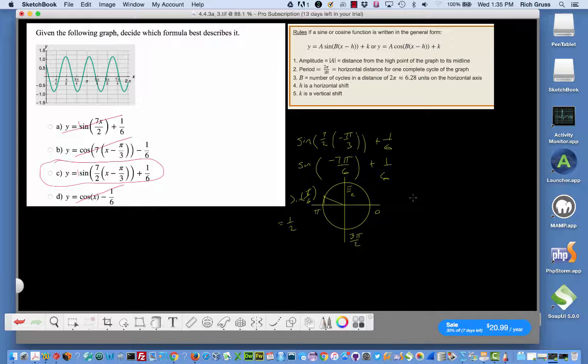So we've got 1/2 plus 1/6, which is 3/6 plus 1/6, which is 4/6 or 2/3, which is approximately equal to 0.6. So when x equals 0, f of x is equal to 0.6. And we can see just by looking over here that that looks to be about where it is starting. So we've got a little bit more evidence that we're dealing with the correct answer right here.